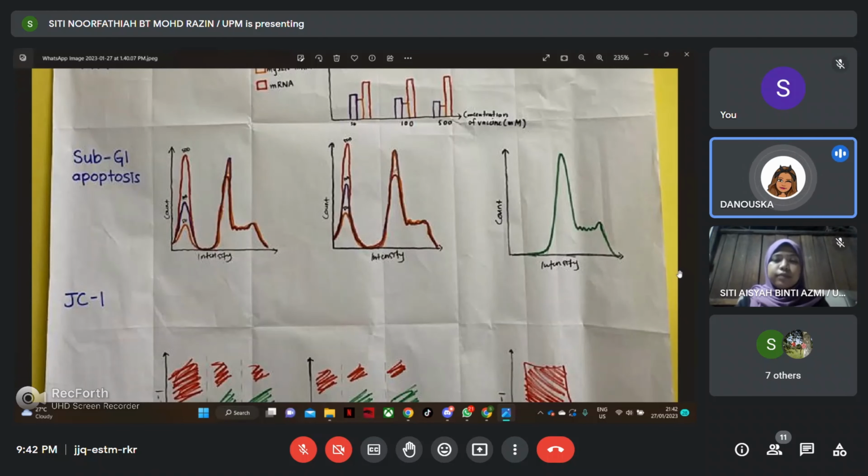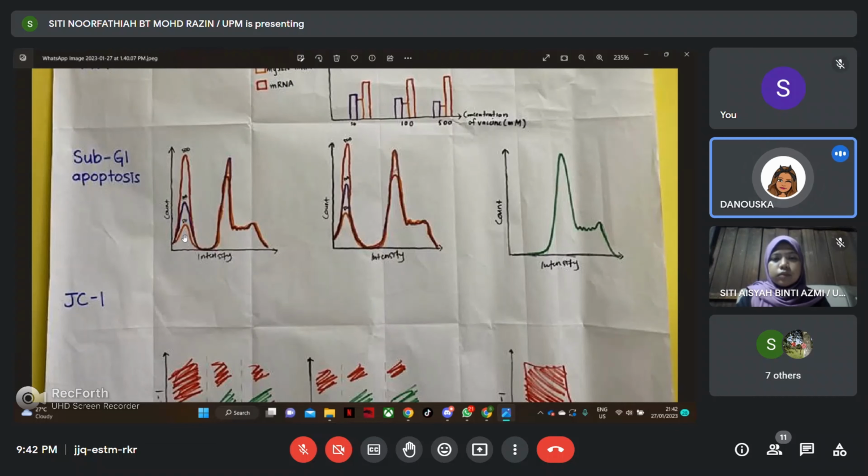Now the next assay is known as the SubG1 cell cycle assay, and basically it's an apoptosis assay. This assay will detect cells that have undergone apoptosis, which is in the sub-G1 phase of the cell cycle. When the cell is treated with the nanomaterial, it will arrest during this sub-G1 phase.